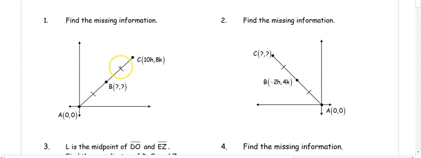Because AB is congruent to BC, B is a midpoint, so it is halfway between 0 and these coordinates, so we can just divide that in half. So we get 5h and 4k. Now, going the other way, number 2, we have the same type of figure, but we have a midpoint coordinate. We're trying to find the endpoint. So if we know the midpoint, we would double it between 0, 0 to get to our endpoint. So when we double this, we get negative 4h and 8k.